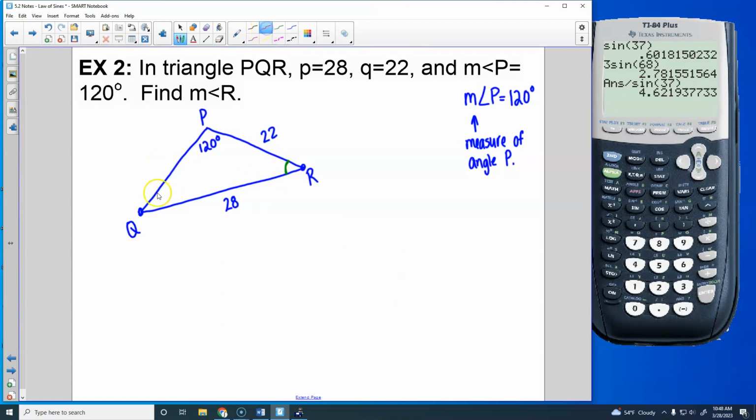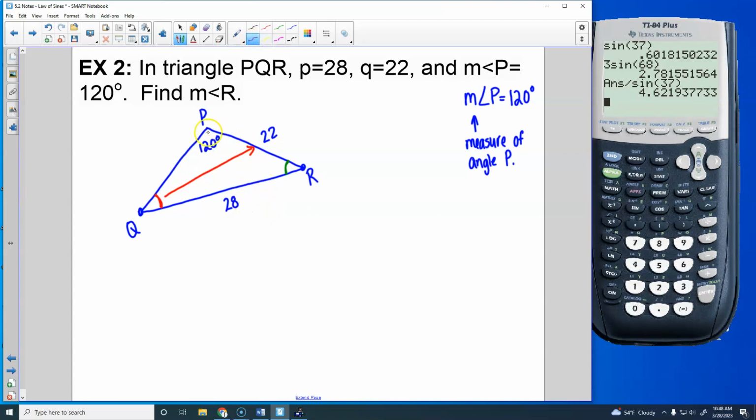However, if we go over here and find angle Q first, which we can do because we've got the side across from it, then it's going to be very simple to find R because we just have to subtract from 180. So once you get two of the angles, the third one should be very easy to find. But I have forgot to check for something here.